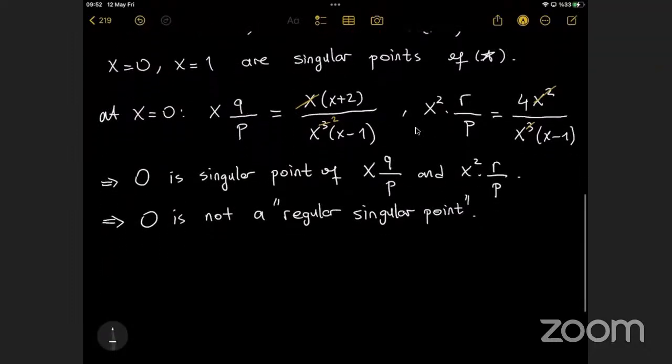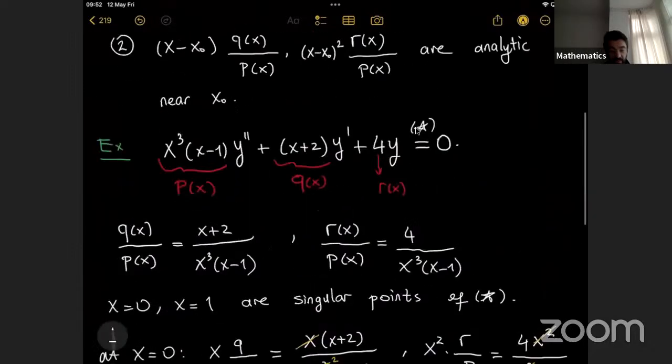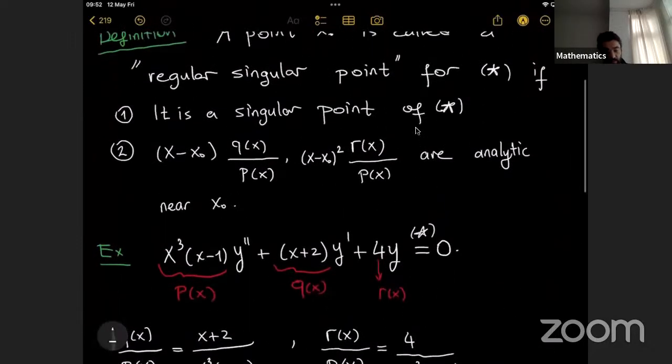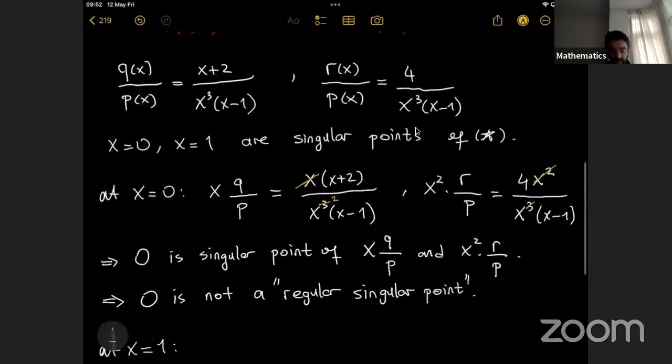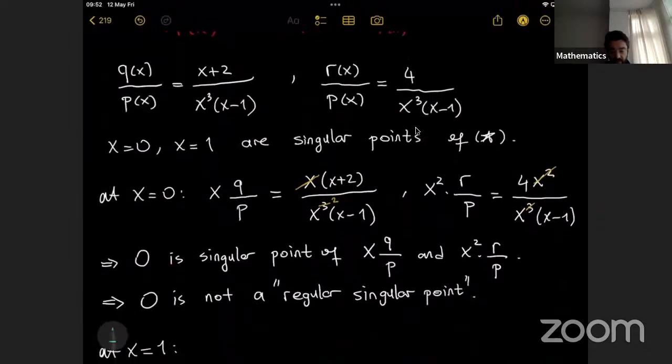Student: Why isn't it a regular singular point? I'm sorry, I missed it. Because for a regular singular point, we need this. Both functions must be analytic at 0, okay? And we see that both functions here, none of them is analytic, right? They're both singular.